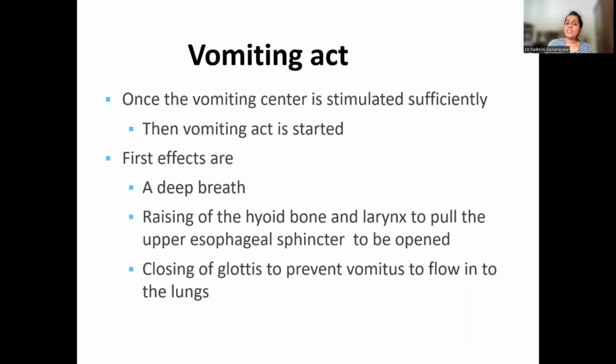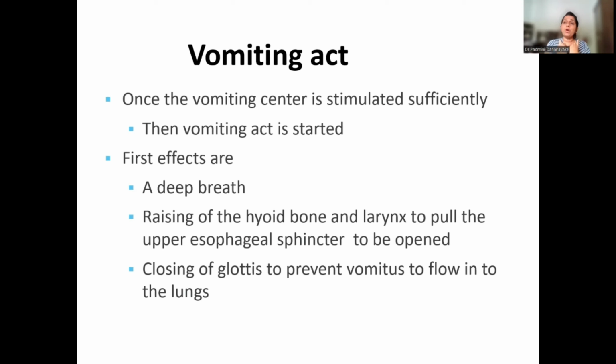Now, once the vomiting center is stimulated sufficiently, the vomiting act is started. So what are the effects? First, we take a deep breath like that. Then with that, you are raising your hyoid bone and larynx to pull the upper esophageal sphincter open. Now we have to open up the upper esophageal sphincter first, okay? And in the meantime, you have to close your glottis.